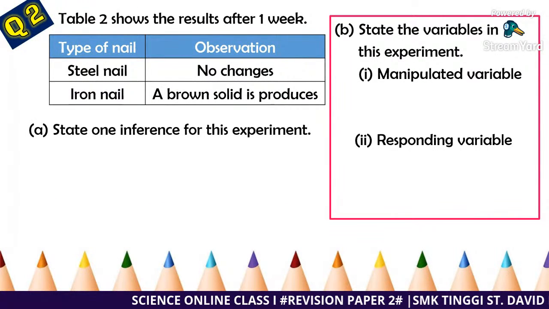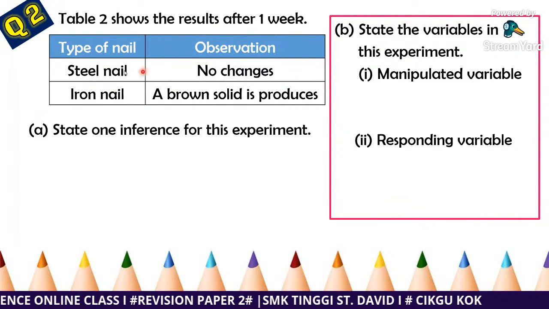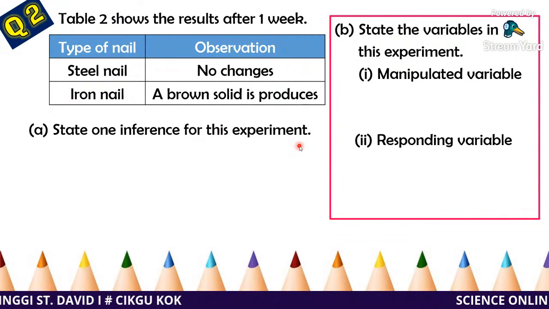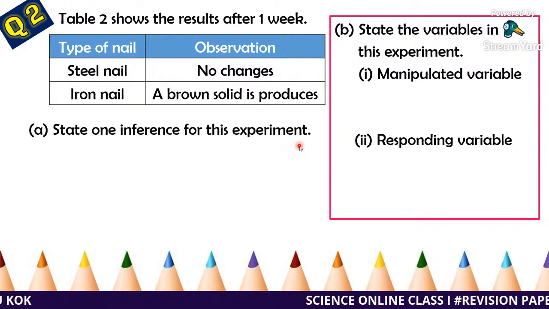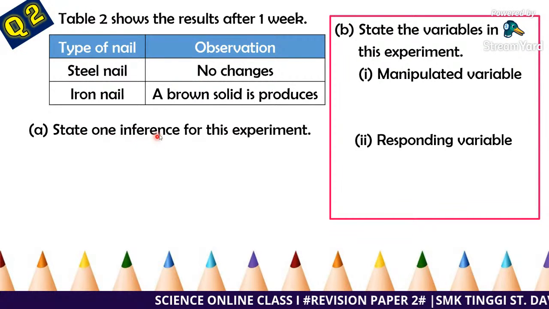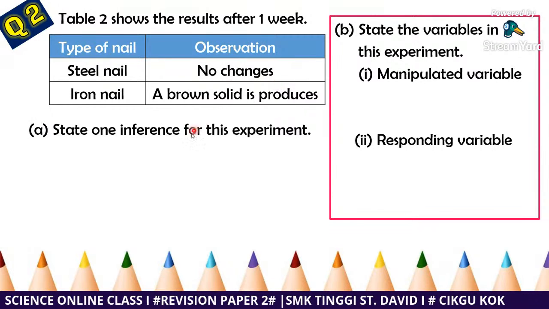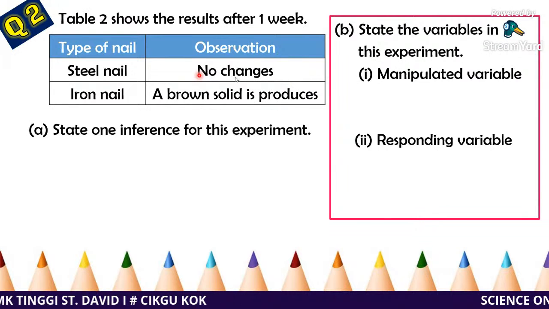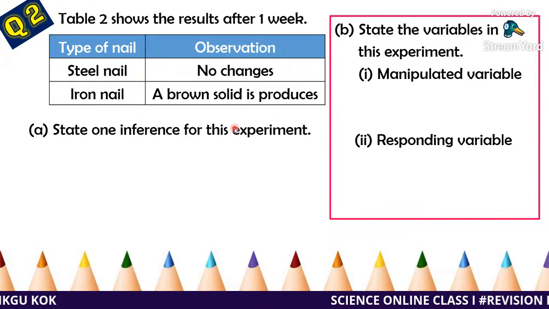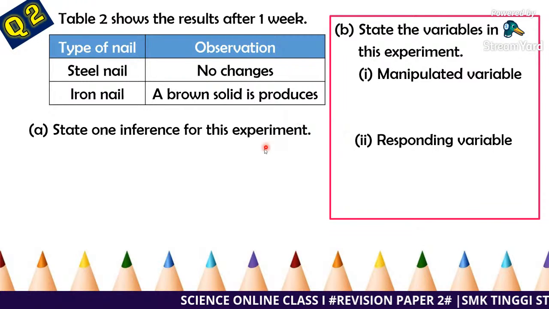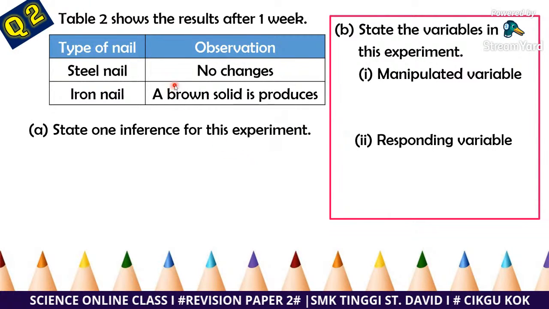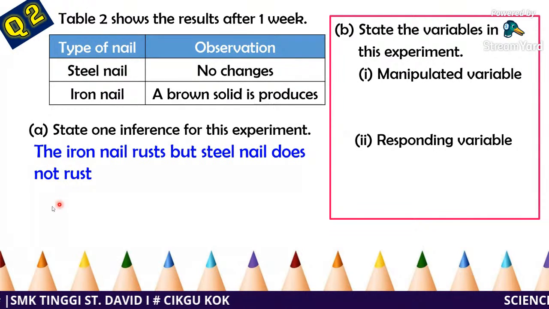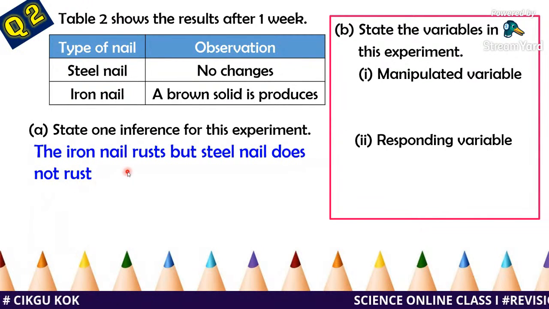Now we're going to see table 2 again after 1 week. This one we showed just now. Can you state one inference from this experiment? Inference means you normally explain the table. So from the table, what you can see. We can just explain: for the steel nail, there is no rusting, no changes. For the iron nail, after 1 week, it becomes rust. So this one is an inference. We're talking about the observation from the table. So from here, the iron nail rusts, but the steel nail does not rust. This one is an inference.